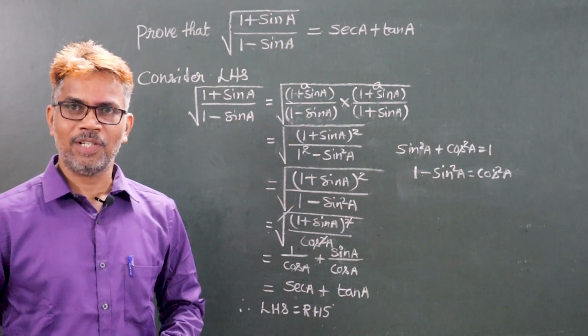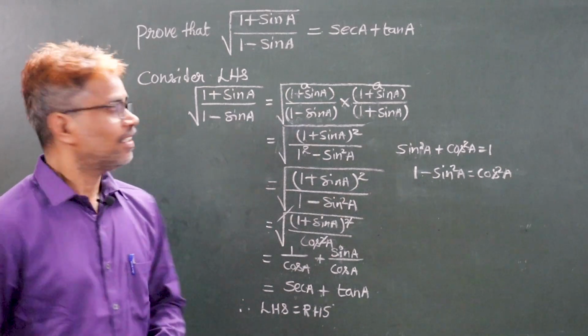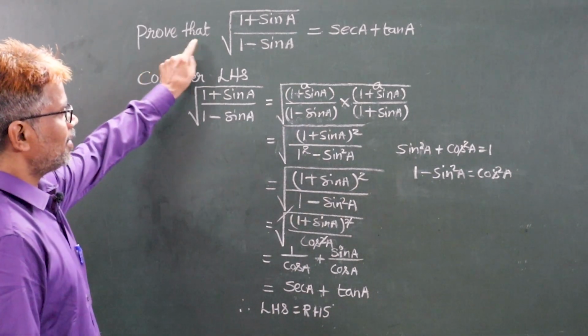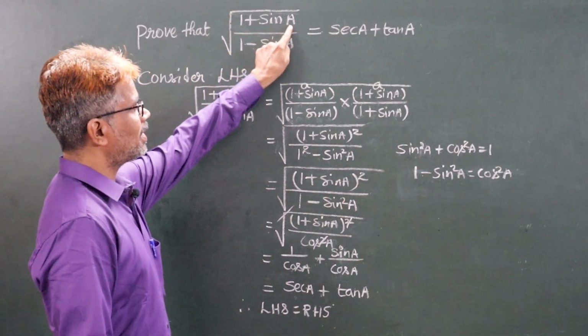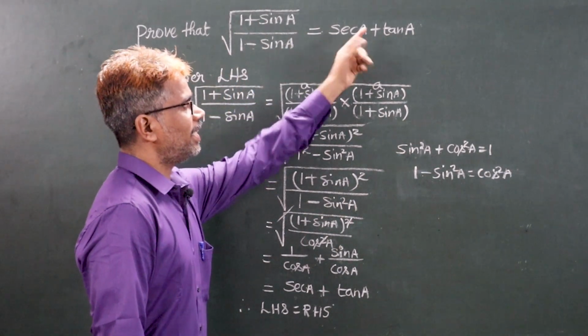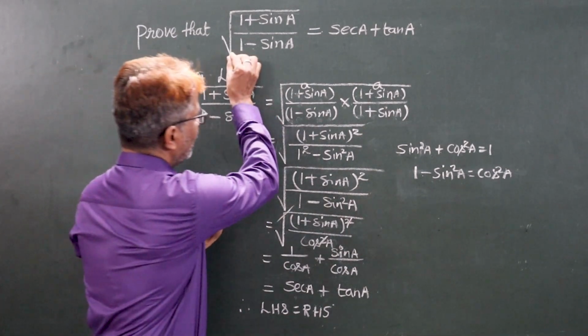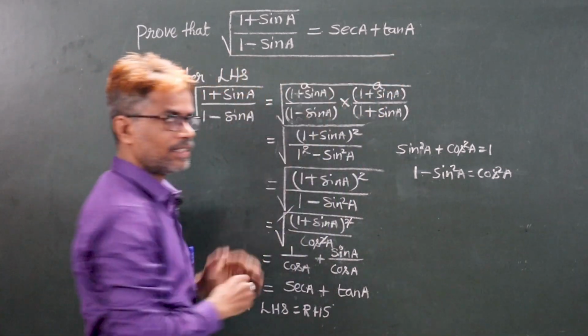Let us move on to another problem based on trigonometric identities. The sum is: prove that square root of (1 plus sin a) divided by (1 minus sin a) is equal to secant a plus tan a. To prove this result, first we have to see the sum carefully.